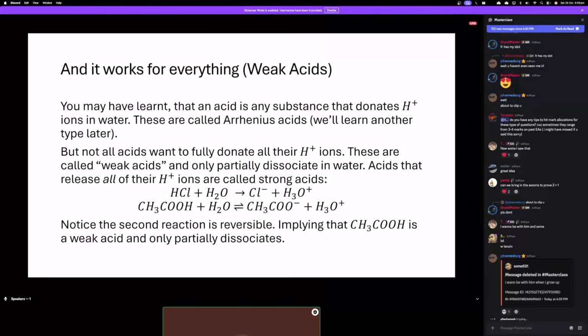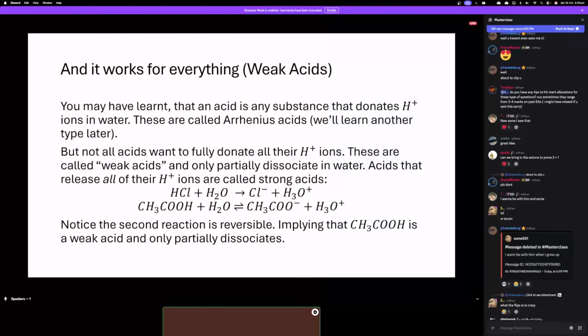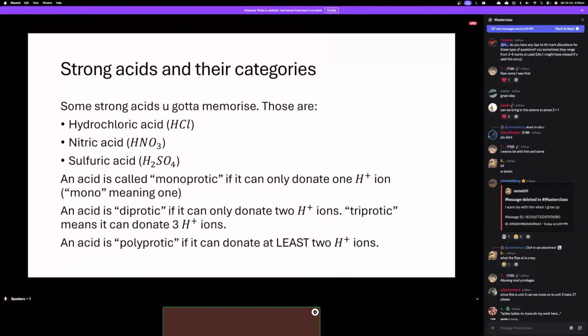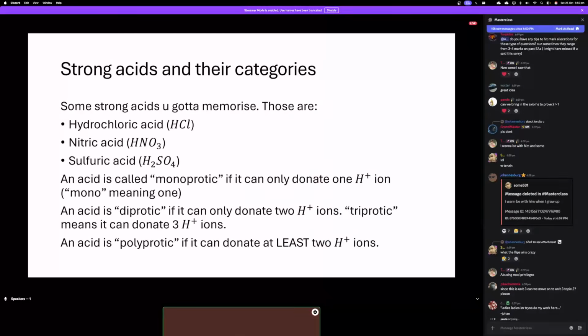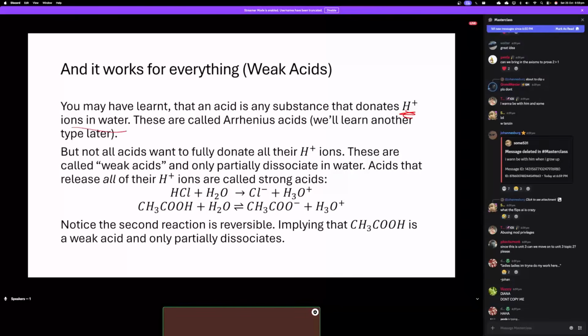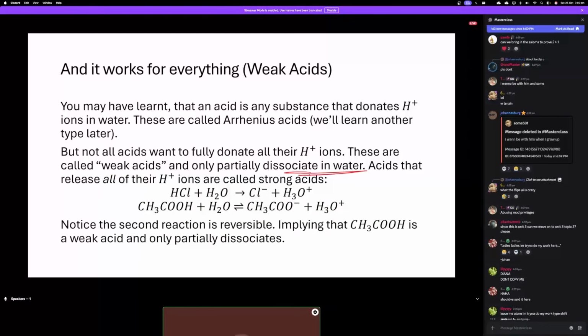Cool. So this equilibrium stuff that we were talking about is not just for those weird equilibrium reactions. We can do it for acids as well. Acids donate H plus in water. These are Arrhenius acids, but we'll learn another type later. Not all acids want to fully donate everything, right? Some acids will keep a bit. These are weak acids, and they will partially dissociate. Acids that release all of them are called strong acids.